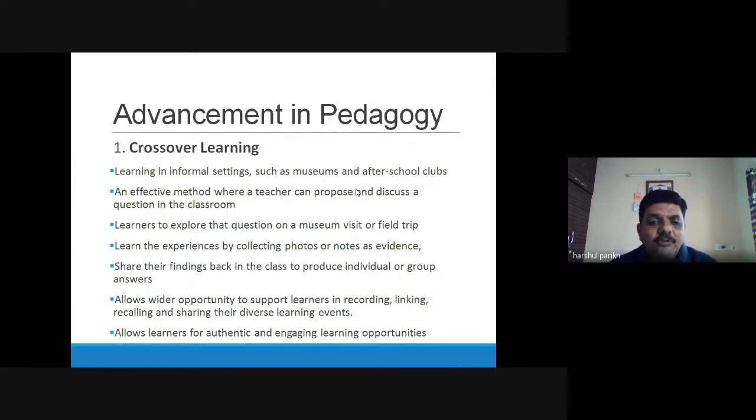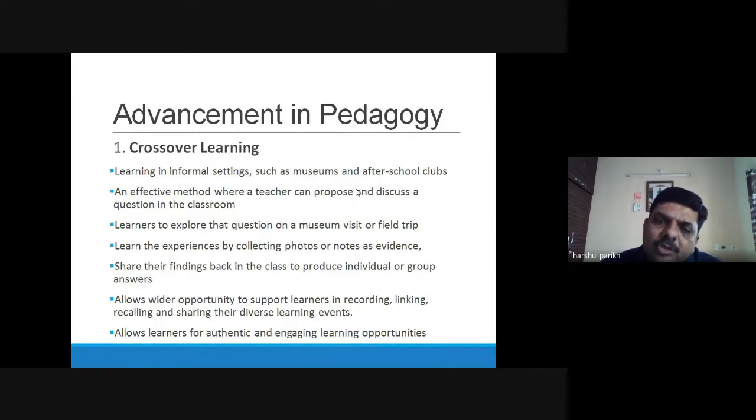And it gives a wider opportunity to support learners in recording, linking, recalling, and sharing learning events that take place in the open library. So it is nothing but it allows learners an authentic and engaging learning opportunity.